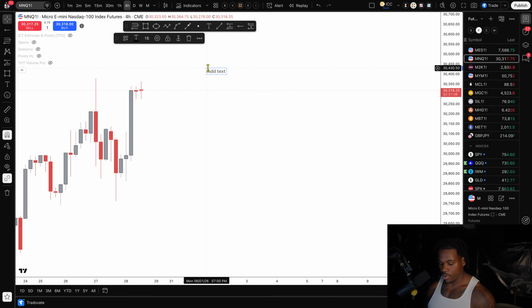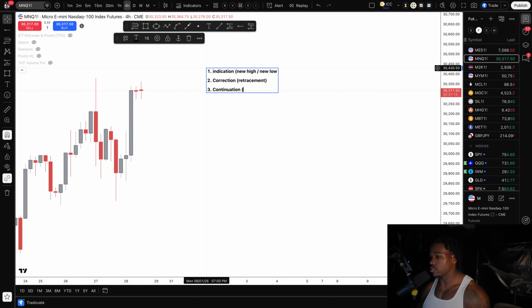Is a three-step process. Number one, it's the indication, which is a new high or a new low. Step two is the correction, which is just retracement. And step three is continuation, which is basically the trend continues, right?